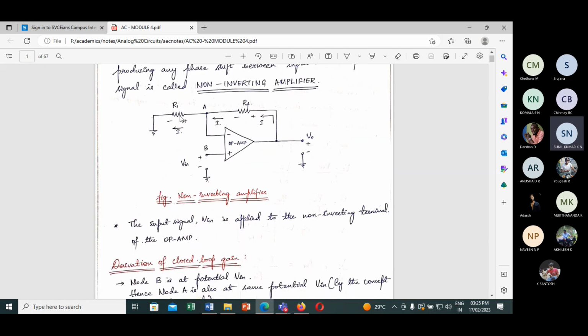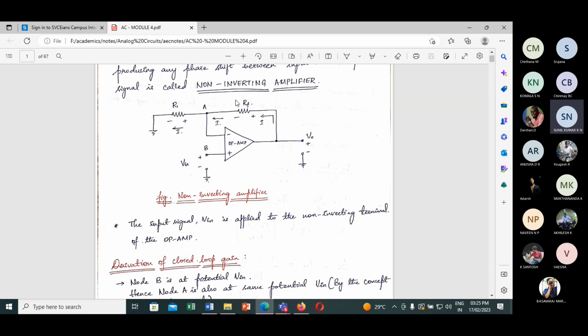We apply the input signal to the non-inverting input. That input signal is amplified and produces the output voltage V naught. The output voltage V naught is available between terminal 6 and the ground, so the output voltage gets divided: some voltage drop occurs across RF and some across R1. You can see the current flows from the output terminal 6 through the feedback network towards the ground.